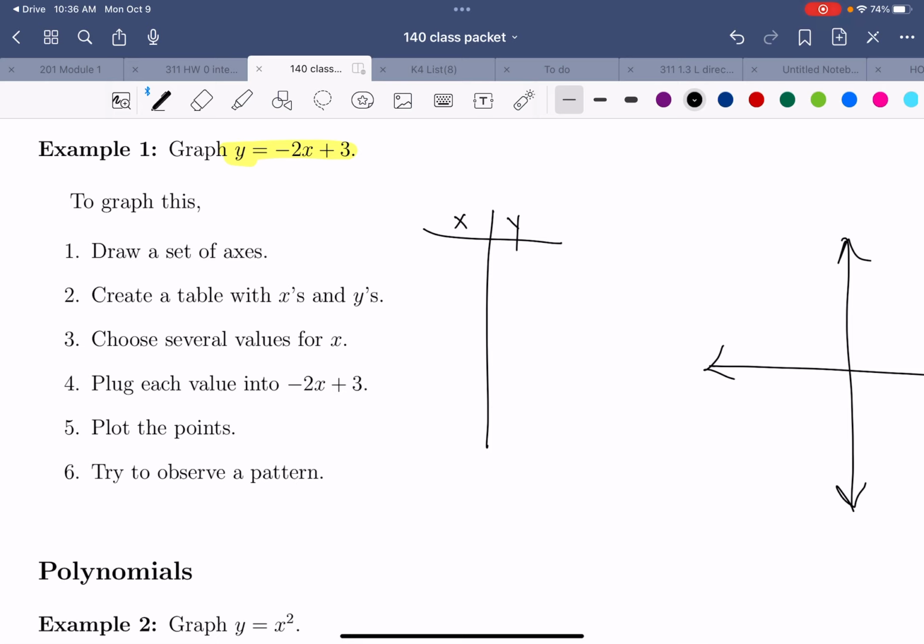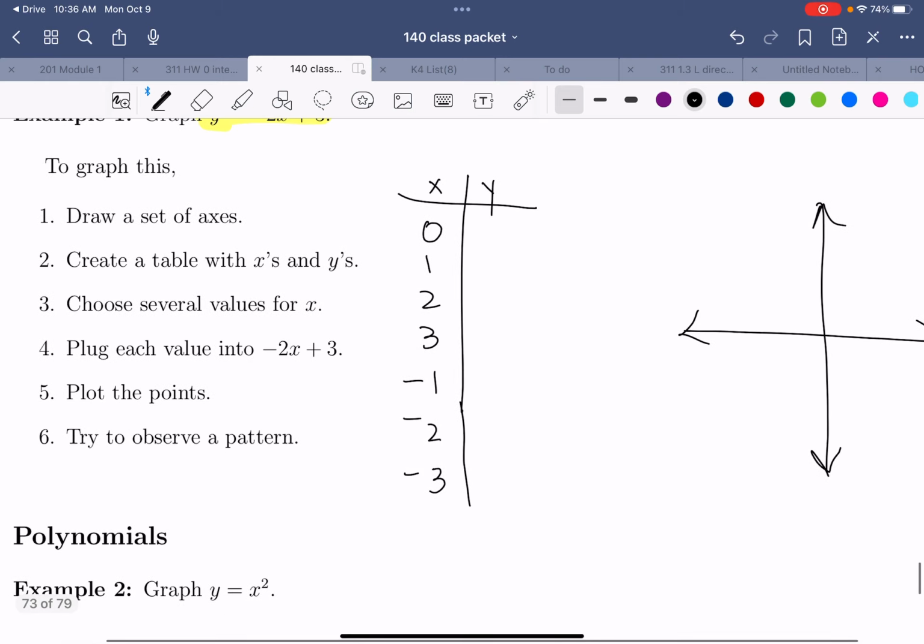And you want to choose different types of values, right? So you want to always choose 0. You want to choose positives and negatives. I like to choose a good 6 values, unless I can figure out sooner what's going on. So I like to choose 0, 1, 2, 3, and then -1, -2, and -3. And see what happens. Okay, so x is independent, meaning I get to choose.